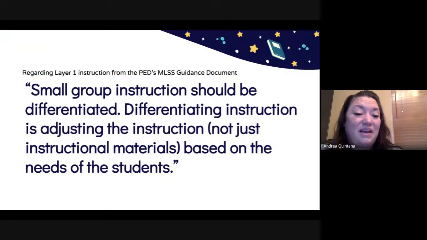Abby is going to dive into differentiation a little bit further, but hopefully this gave you some good thinking points for why you would want to start small groups. And now differentiation might be the key that you're looking for.